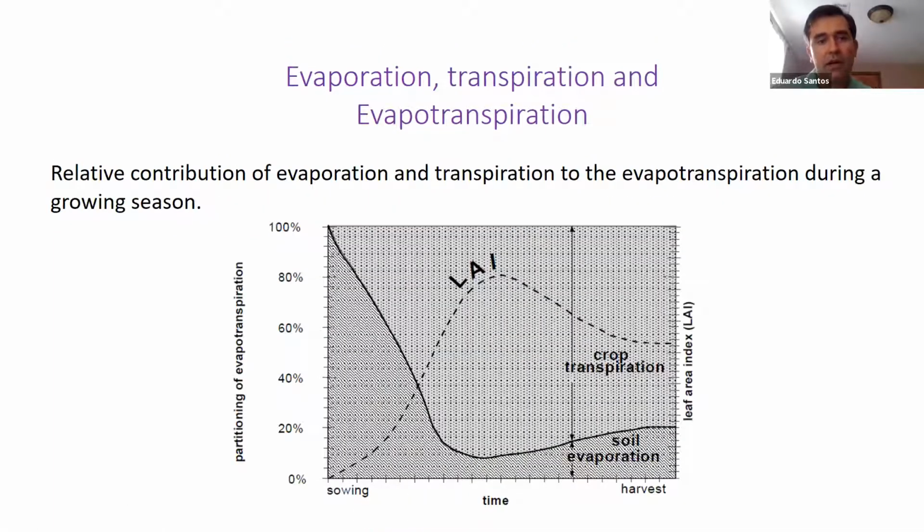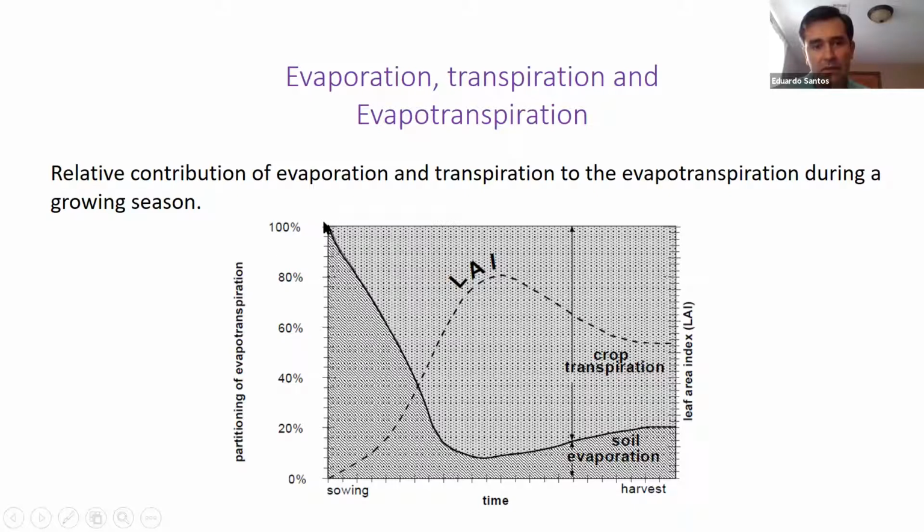All right, so here's how this graph is showing how transpiration and evaporation behave. So let's interpret this graph here. We have the time scale, with sowing and harvest, and then here you have a partition of evapotranspiration.